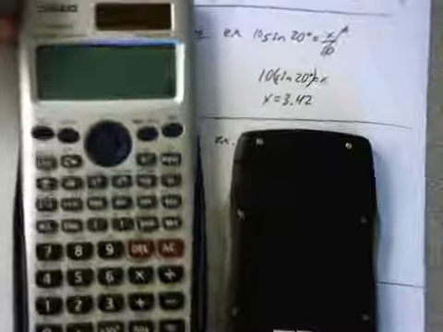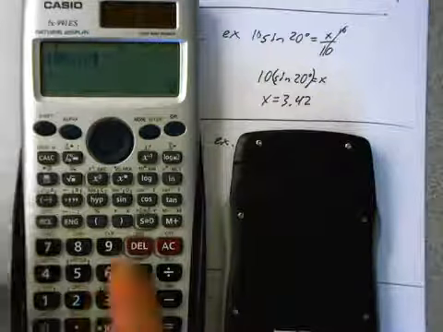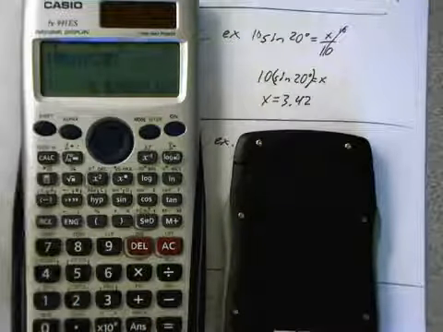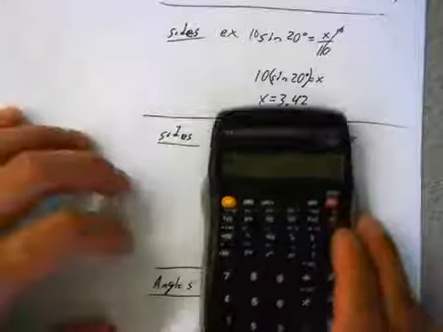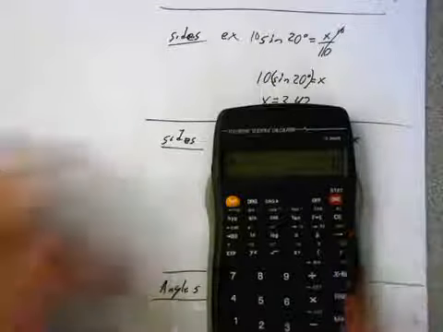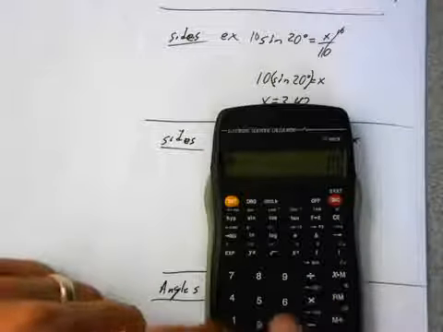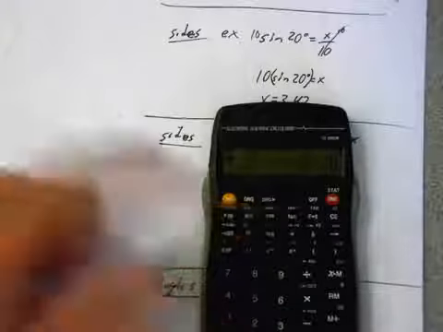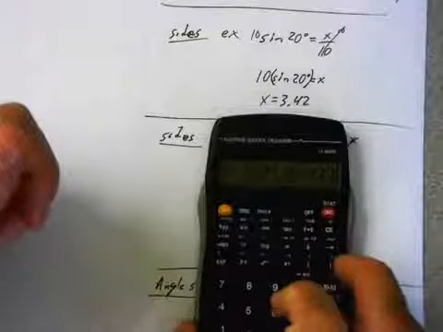Get one of these. You can just punch it in exactly as you see it. 10 sine 20 equals. Bam. How much easier is that? A lot. Next one. So with this little guy, just like the other calculator, you have to punch it in backwards. So you have to punch in 10 times 20 and then take the sine of 20 and then hit equals. That answer look right? Yepper.